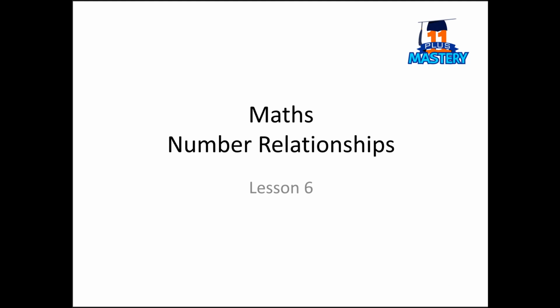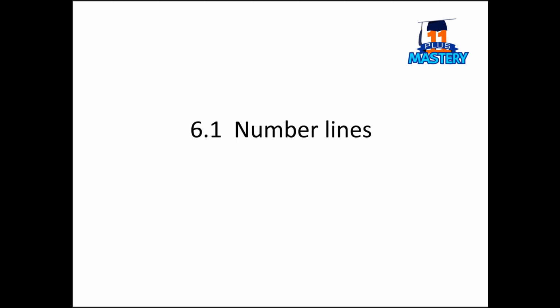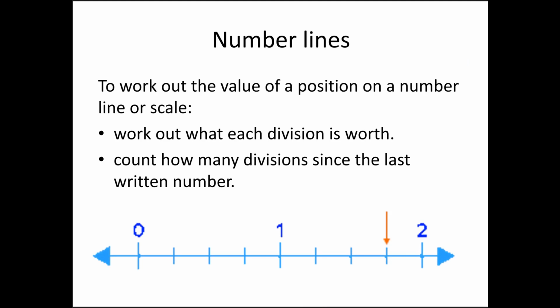This video is on maths number relationships, starting with number lines. To work out the value of a position on a number line or scale, firstly work out what each division is worth. So for example here, between 0 and 1, there is 1, 2, 3, 4 lines, or I can count the spaces, 1, 2, 3, 4 spaces. I can then work out what each division's worth because I've got 4 spaces in what is one difference in number. So each line must be worth a quarter of that one.